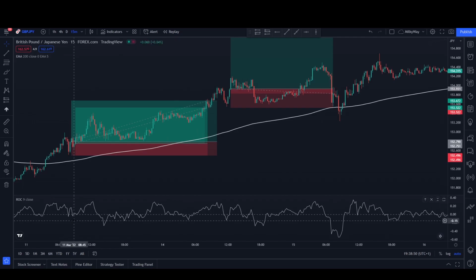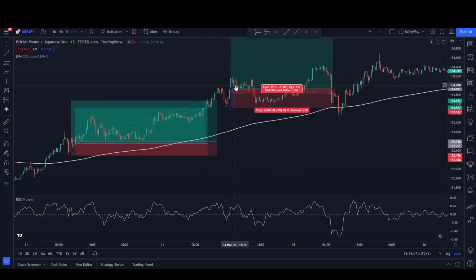Same here, it broke again. You would have gone long here again, right here, here. So there would have been quite a significant amount of long trades, which all would have been successful.